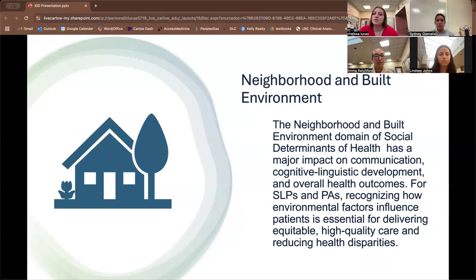The environment domain of social determinants of health has a major impact on communication, cognitive linguistic development, and overall health outcomes. For SLPs and PAs, recognizing the environmental factors that influence patients is essential for delivering equitable, high-quality care and reducing health disparities.